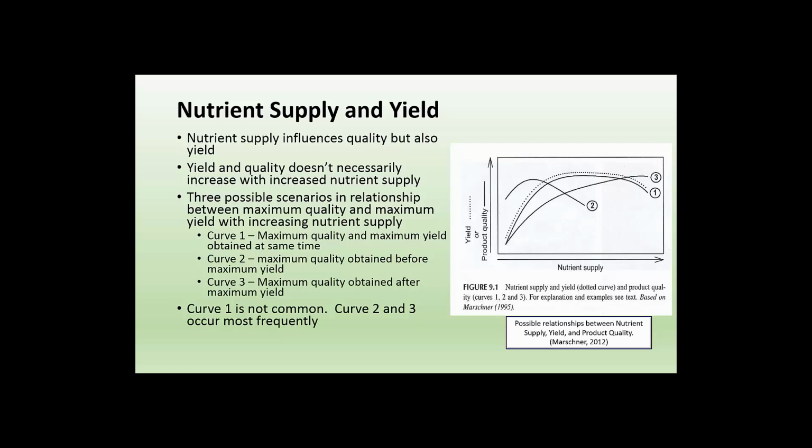In this figure from Marschner's Mineral Nutrition of Higher Plants, these scenarios are illustrated. Curve 1 shows maximum quality and maximum yield obtained at the same time. This is actually not a common situation and more of an exception than the rule. Curve 2 shows maximum quality obtained before maximum yield is obtained. And Curve 3 shows maximum quality obtained after maximum yield is obtained. Curves 2 and 3 occur most frequently in crops. For example, higher levels of nutrient supply are needed to obtain high gluten concentrations in baking wheat that are needed for maximum yield, so it follows Curve 3.